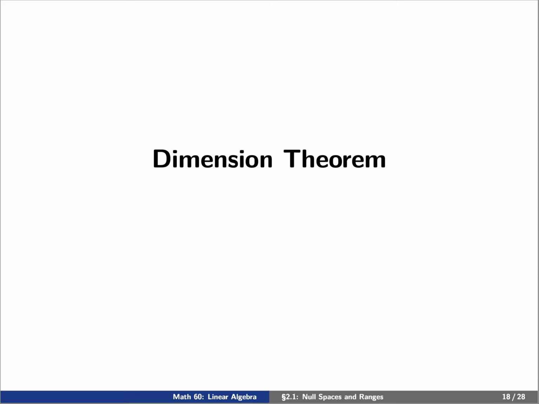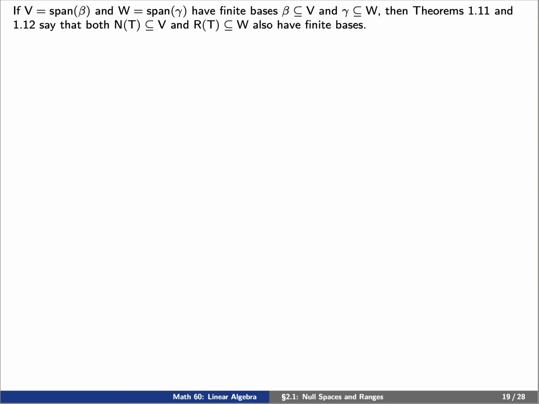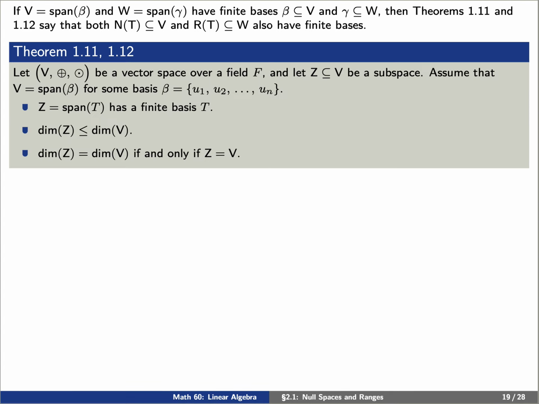Let's finish things today by discussing the dimension theorem. Say that V has a basis beta and W has a basis gamma. Then theorems 111 and 112 state that the null space and the range also have finite bases because they're subspaces. As a reminder, here is the statement of theorems 111 and 112. If V is a vector space with the basis beta and Z is a subspace, then recall that Z has a finite basis and the dimension of Z is less than or equal to the dimension of the vector space V.